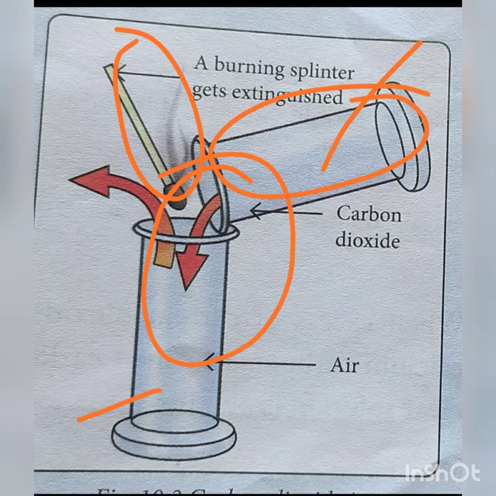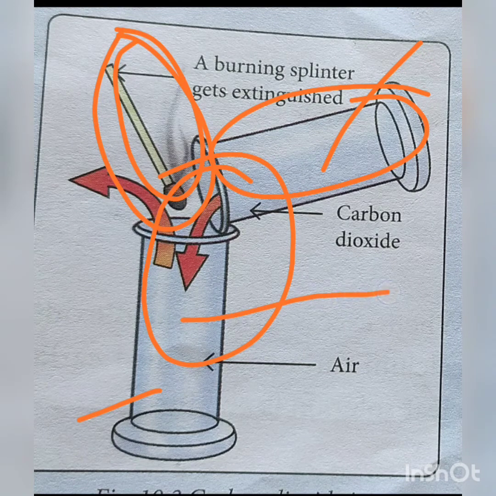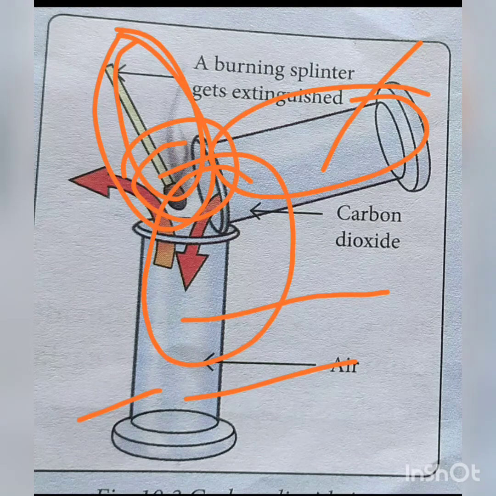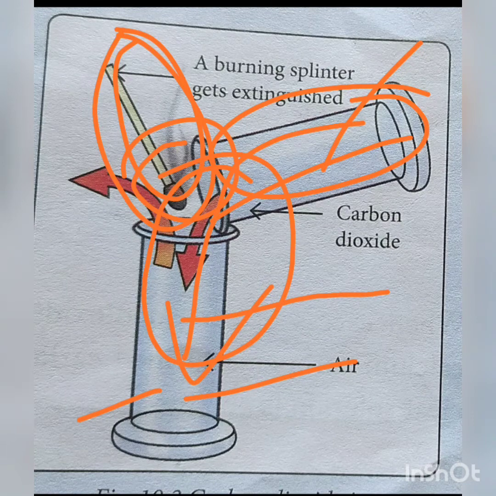Now bring the burning splinter or a matchstick near the mouth of the lower jar. We will observe that the burning splinter gets extinguished, showing that the lower jar contains the carbon dioxide. When the jar containing carbon dioxide was tilted, carbon dioxide moved down in the empty jar and air came up. This shows that carbon dioxide is heavy.